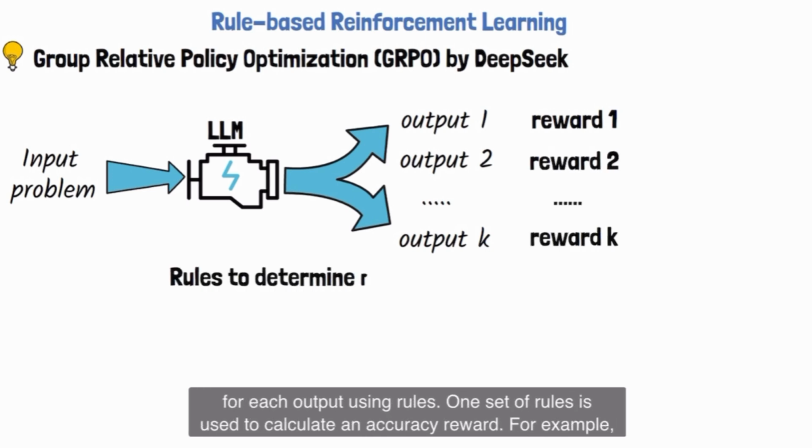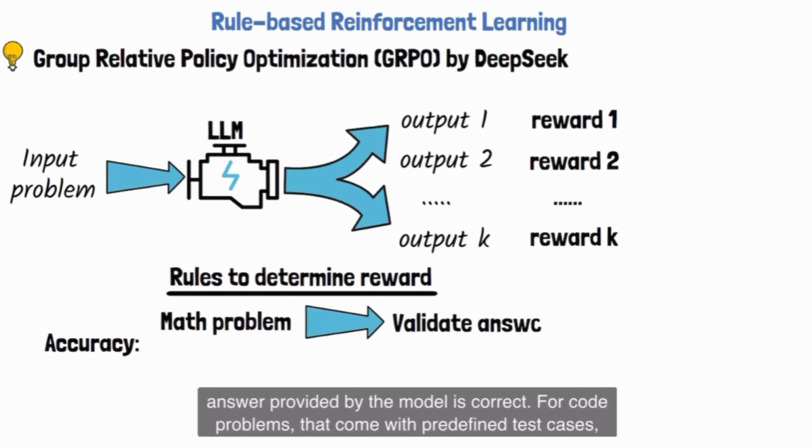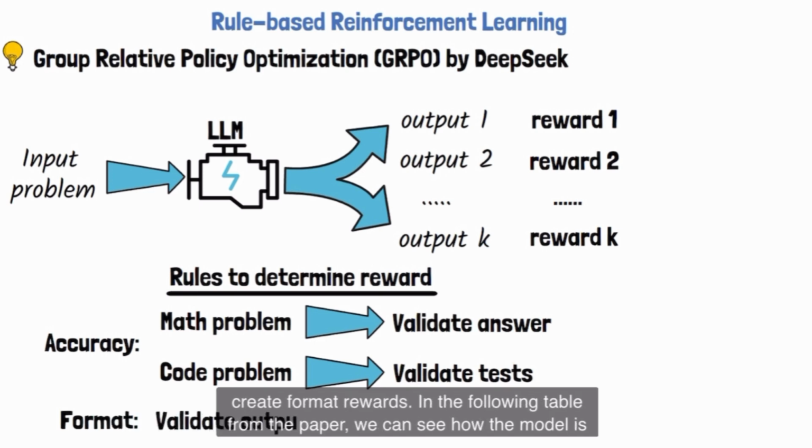One set of rules is used to calculate an accuracy reward. For example, in the case of math problems with deterministic results, we can reliably check whether the final answer provided by the model is correct. For code problems that come with predefined test cases, a compiler is used to generate feedback based on the test cases. Another type of rules helps to create format rewards.